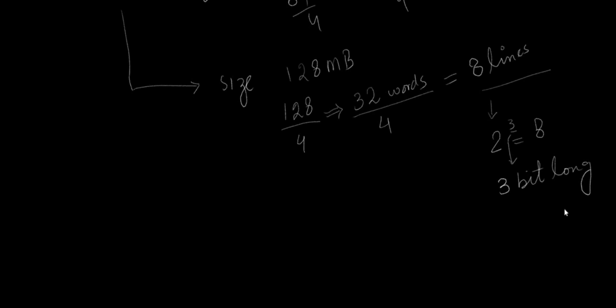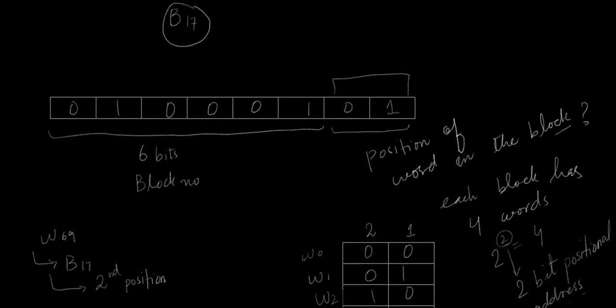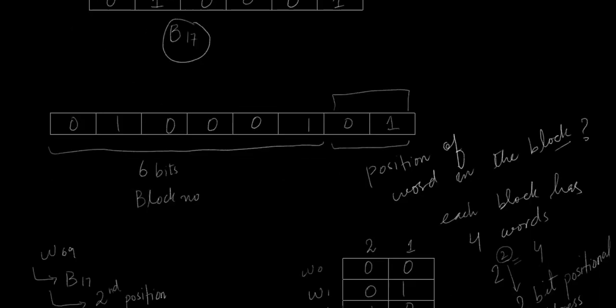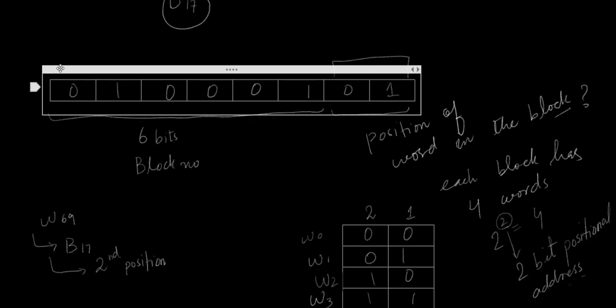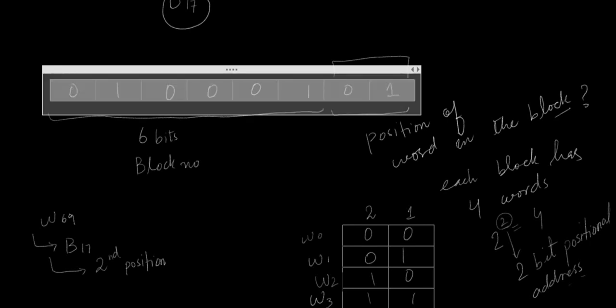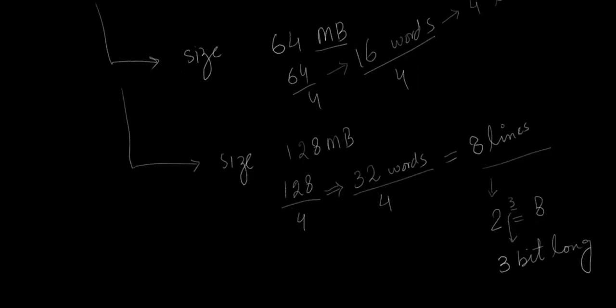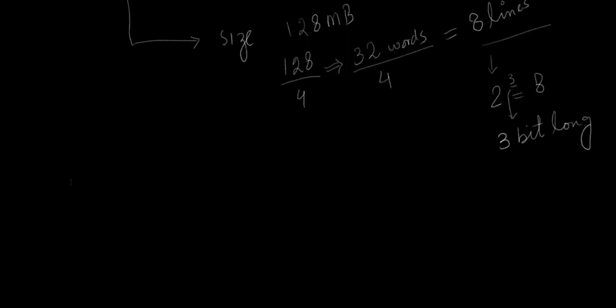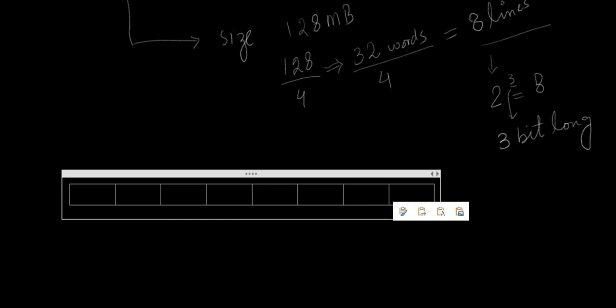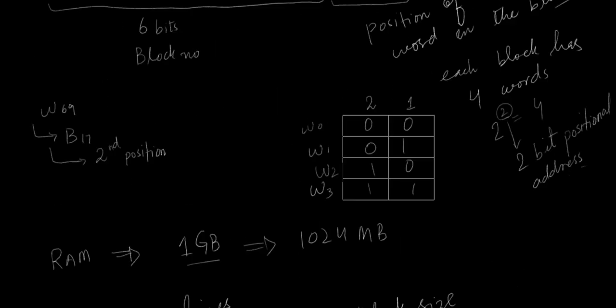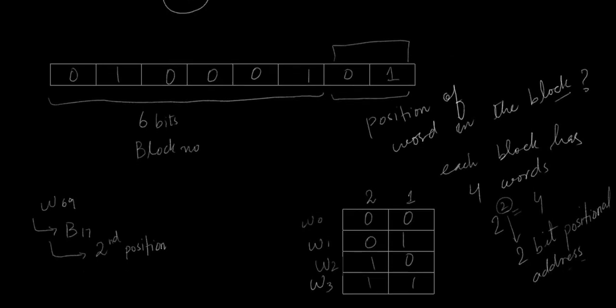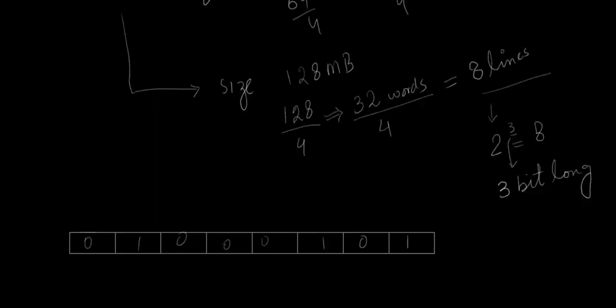Let's again pick up the same address we were using for our word, which was word 69. This is the word size for word 69. Let me just copy this and paste it again, so we can find out where it's going to exist. Okay, it's not being copied for some reason. I have to write it. Now this was my word address for word number 69. This was word 69's total word address.